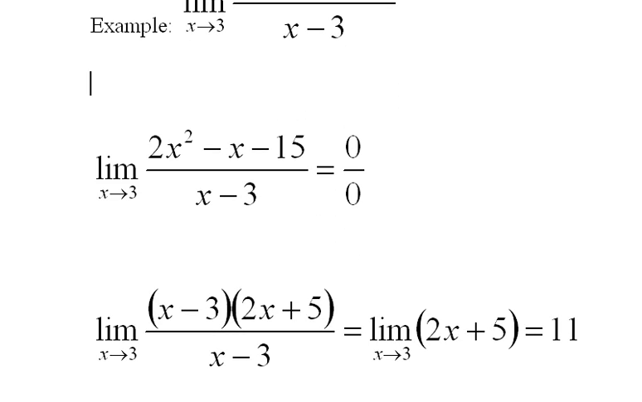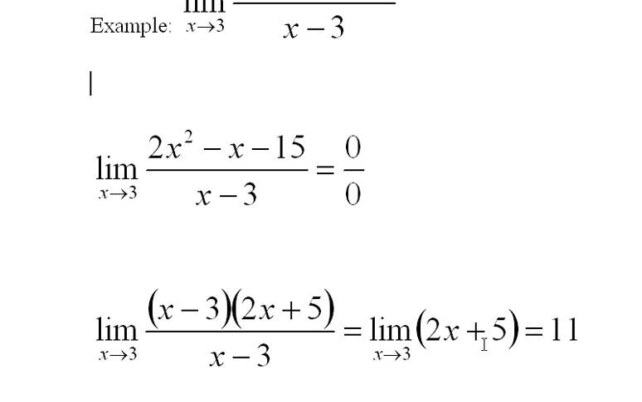I noticed that the top factors, and when the top factors, I can see, oh, well, look, I can cancel something out. This rational function wasn't reduced, so it had a hole. In fact, it had a hole at x equals 3. And when I reduce it, I end up with 2x plus 5. And now I can plug in 3 with impunity. In other words, this will work fine.